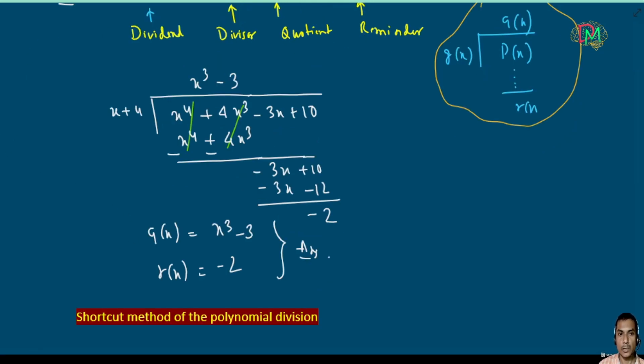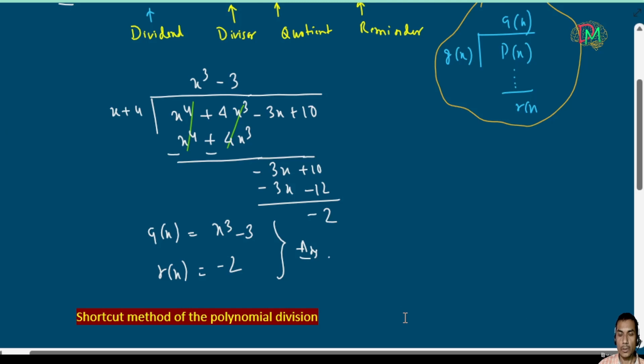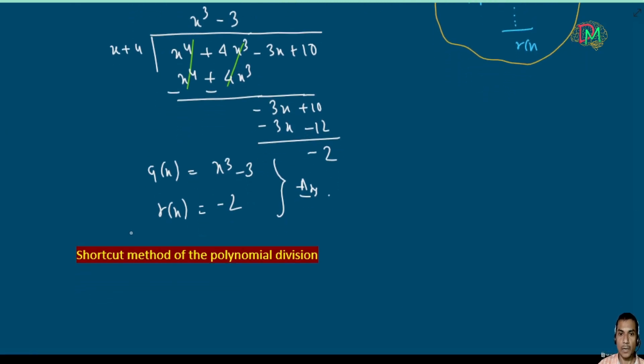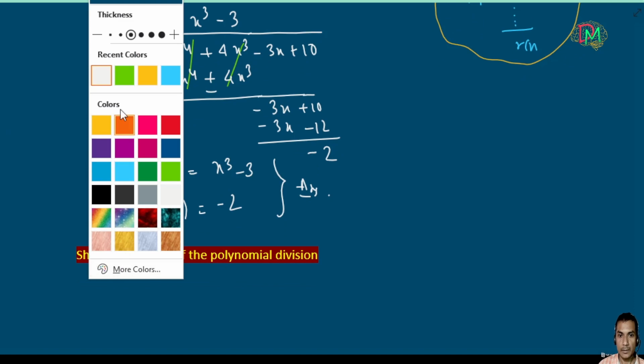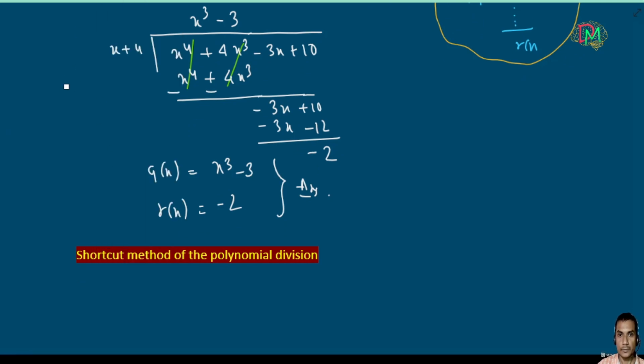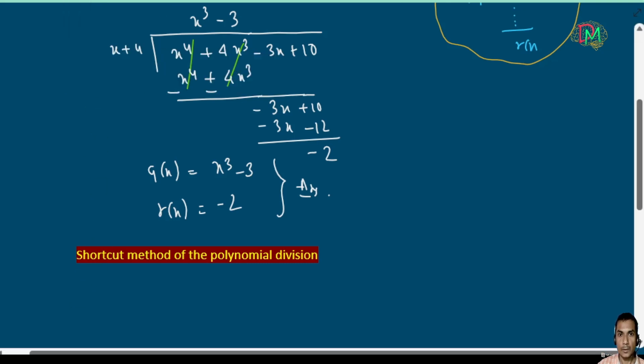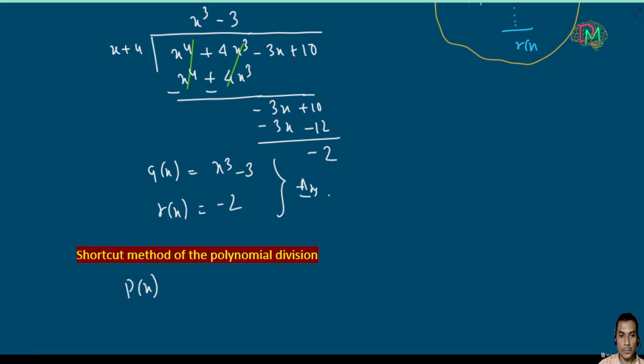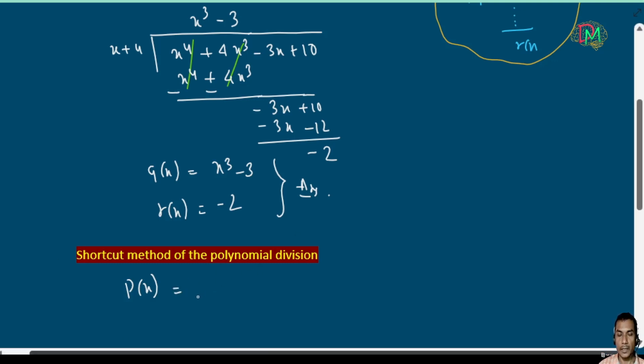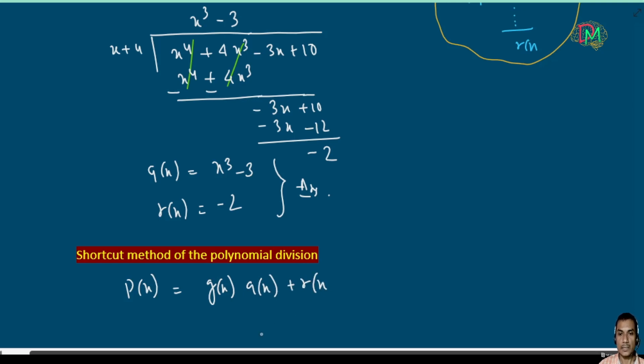Next we learn the shortcut method of polynomial division. What we have learned above, we write it here: px is the given polynomial, right? If we divide px by gx, we get qx, and rx is the remainder. Clear?